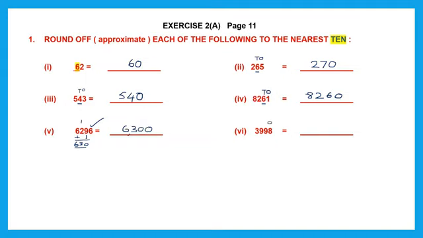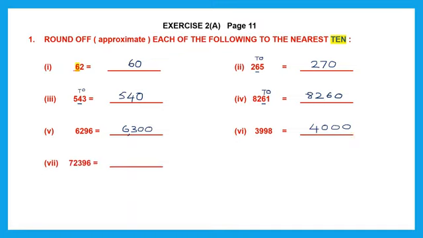Question 6. The digit in the tens place is 9, and the digit to its right is more than 5. That means the underlined digit should change, so I have to increase this by 1. So 9 plus 1 is 10, carry 1. 9 plus 1 is 10, carry 1. 3 plus 1 is 4. I've got 400, so I will write 400 there. And what about this 8? That will be replaced with a 0. So my number is 4000. So we have rounded off 3998 to the nearest 10 and it has become 4000. Okay, next one.